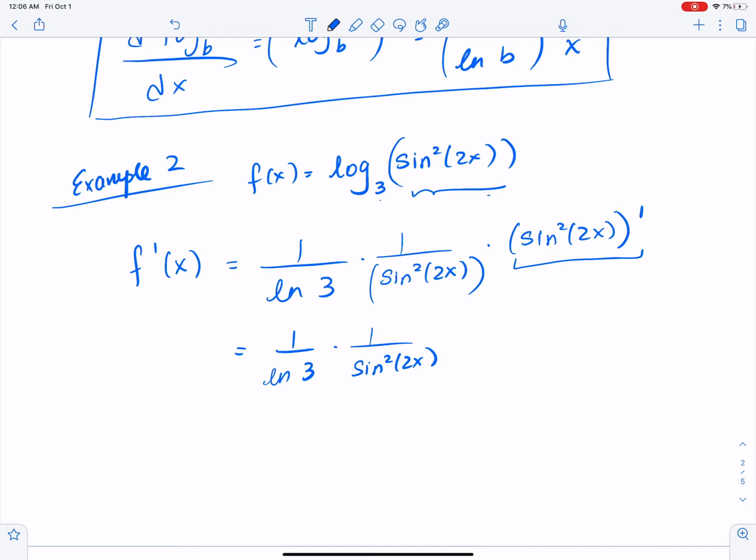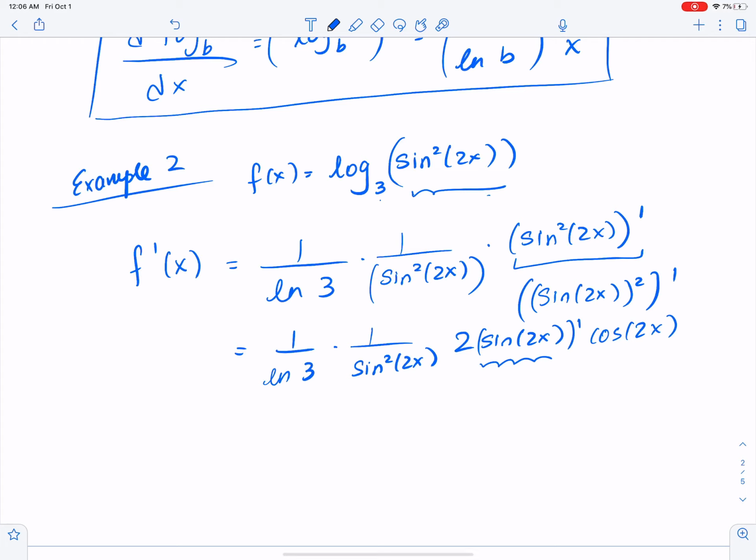What is the derivative of this? Well, you think of it as (sine 2x) squared, prime. So it'll be 2 sine 2x raised to 1 times the derivative of sine 2x. What's the derivative of sine 2x? It's cosine 2x. It's not just cosine x, since it's sine 2x over here. So you need to then multiply it by the derivative of 2x, which is 2.